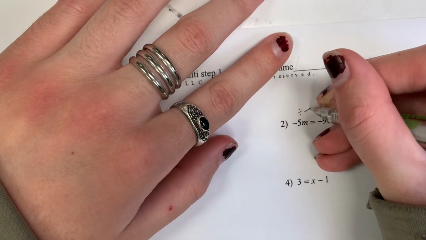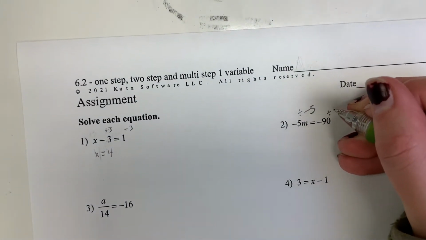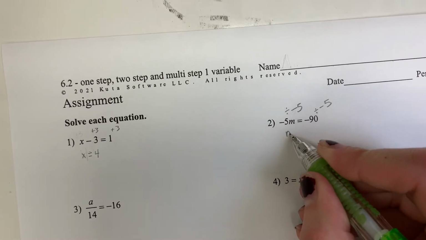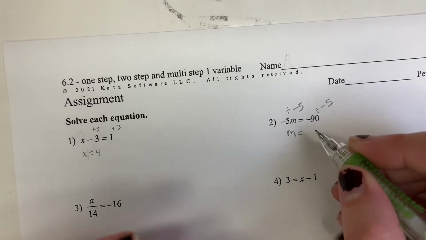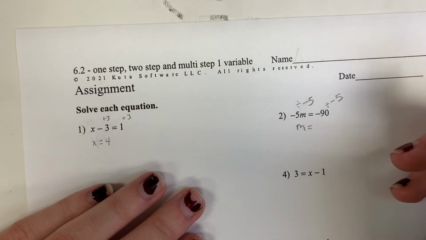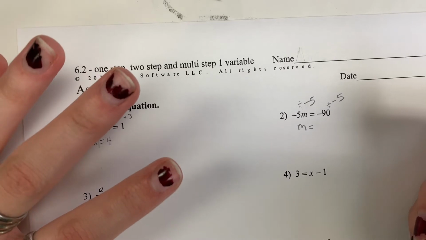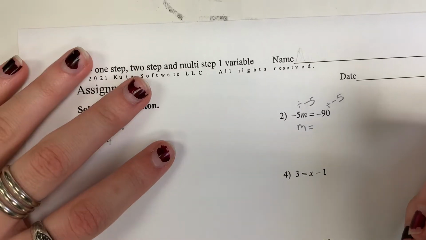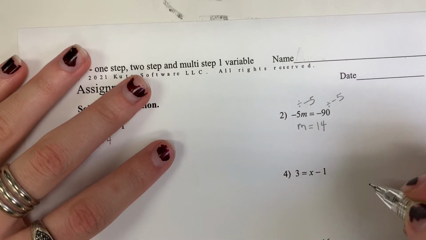Divide both sides by negative 5. And then on the left side you're going to have only m. m is equal to a negative number divided by negative, which makes what? Positive. So 5 goes into 90 how many times? 10 something, because 10 times is 50. 14 times. Awesome. Mental math. That's it.